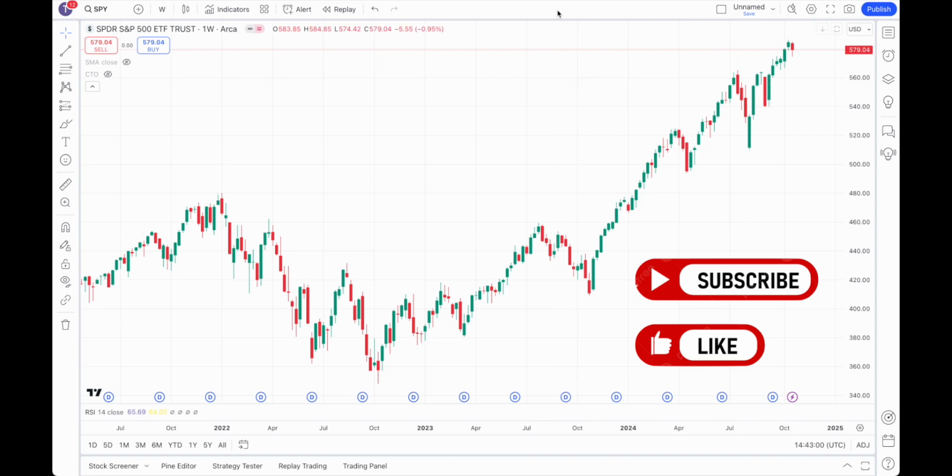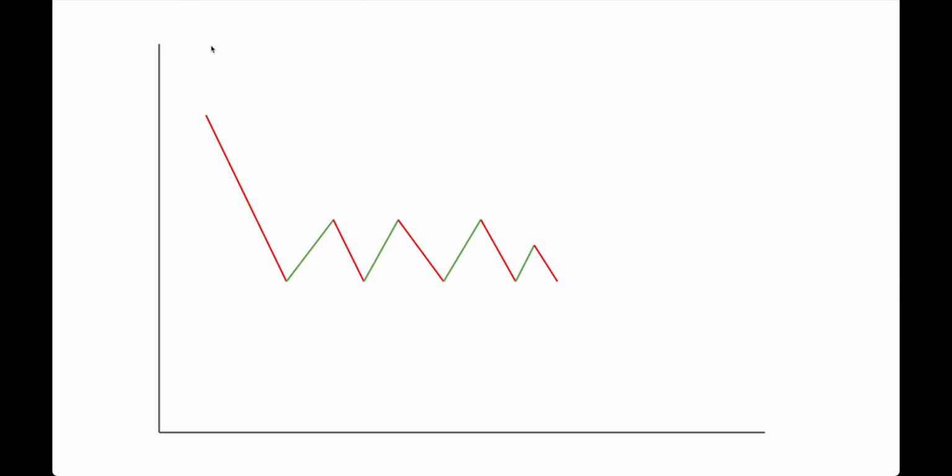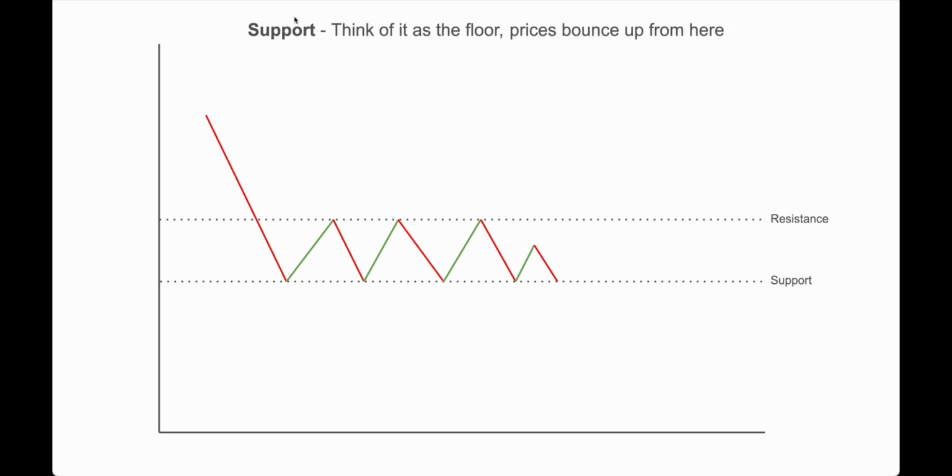In order to know about support and resistance, you need to have a look at the chart first of all. So if this is a chart and you've got the price action on it, you can see there are certain levels where price bounces off. For example, this dotted line over here, you can see the price bounces off that level. We call that support, and you've got another dotted line here where prices bounce down from that level, and we call that resistance. So think of support as like the floor of the price, and think of resistance as the ceiling, and price generally bounces between the two.